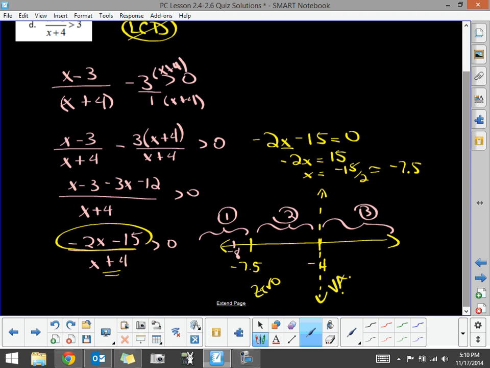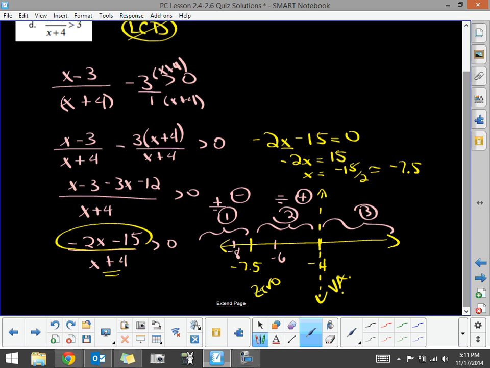If I plug in a negative 8, negative 8 times negative 2 is a positive 16 minus 15. That'll be a positive. And then a negative 8 minus 4, that's going to be a negative. So positive divided by negative is negative. So in interval 1, it's going to be negative. For interval number 2, I want to try a number somewhere between negative 7.5 and negative 4, so I'll just do a negative 6, negative 7, something like that should work. So negative 6 times a negative 2 is a positive 12 minus 15. That's going to be a negative number. And negative 6 minus 4, that's a negative number, so it's negative divided by negative, which will end up being positive. So in interval 2, it'll be a positive value.